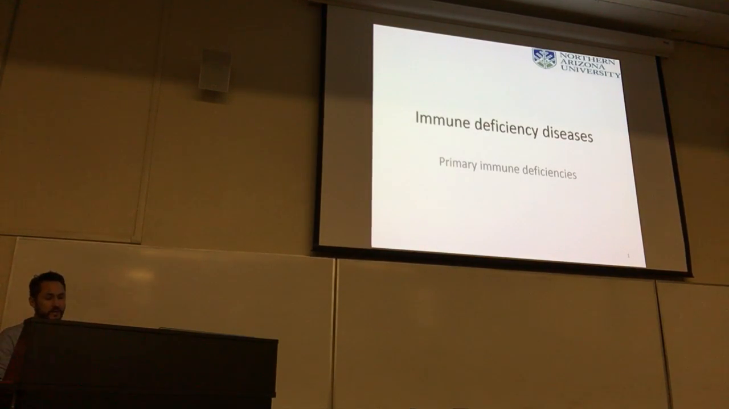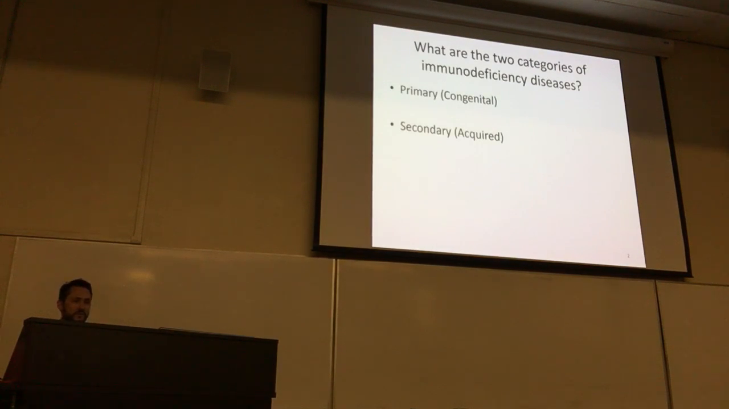Versus secondary, okay? So primary versus secondary immune deficiency disorders or diseases. And the big difference between the two is that primary is really congenital, something that you're born with. Okay? It's coded at the level of the DNA, and during development, something takes place, and I'll show you how that manifests.